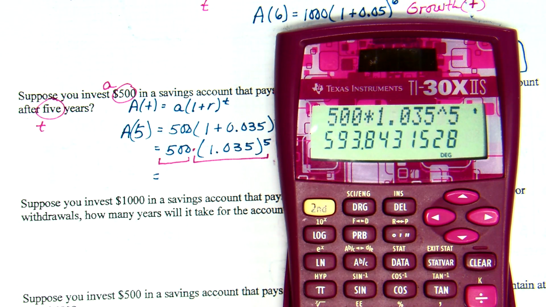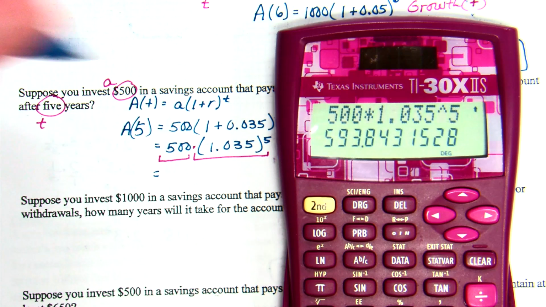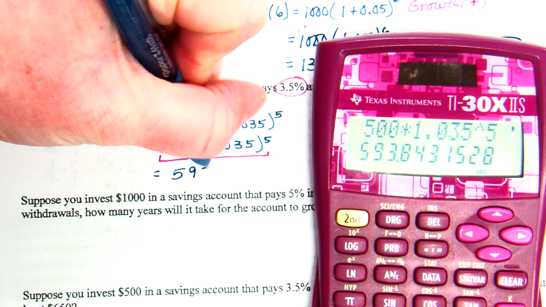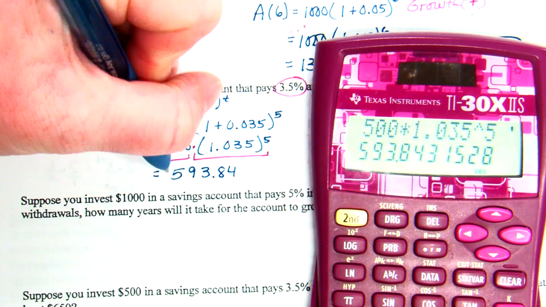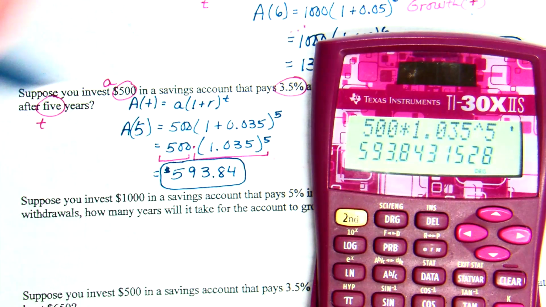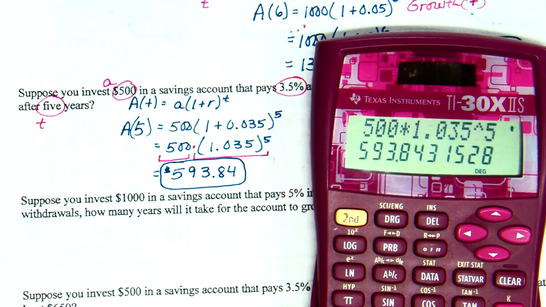What kind of answer would you guys give me on this problem? 2 decimal places, right? Because we're talking money. It said invest $500. How much will be in the account after 5 years? This is money. So if you're going to give me money, $593 and 84 cents. Okay, questions on that? You know how to use the calculator you have in hand? Okay.